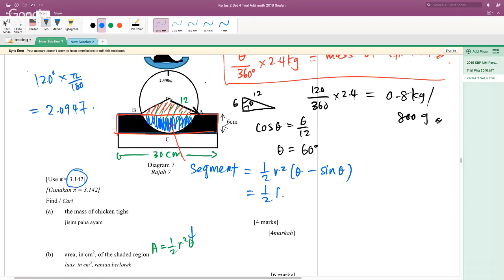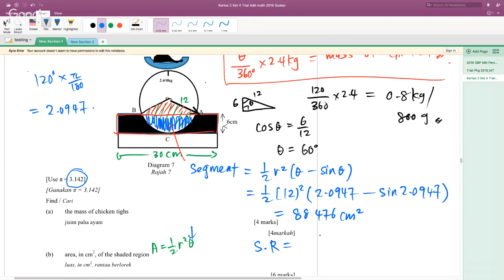Half, R is 12 squared. Theta basically is 2.0947 minus sine 2.0947. Then I can get the area of the segment easily. But make sure you change your calculator to radian. So 2.0947 minus sine 2.0947, and then 144 over 2 multiplied. Yep, so I get this part is 88.476 centimeter square.